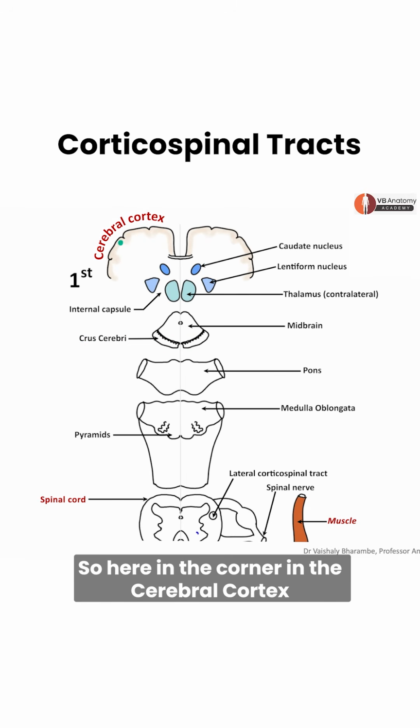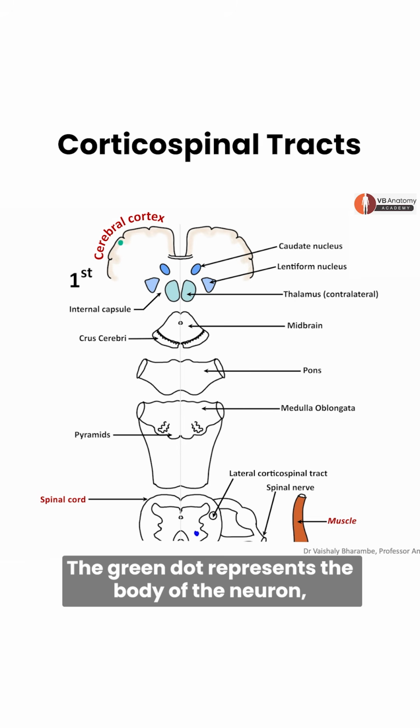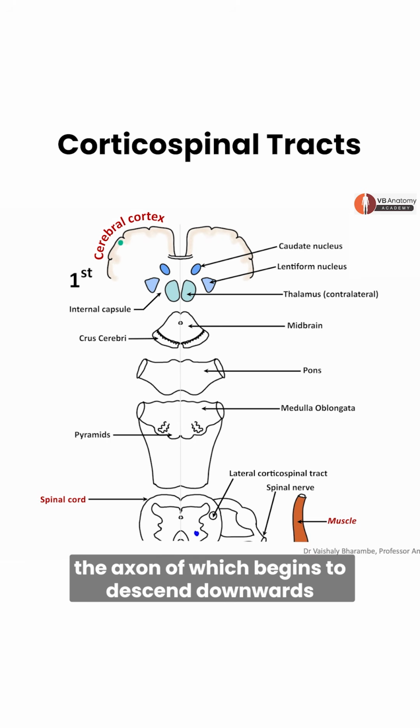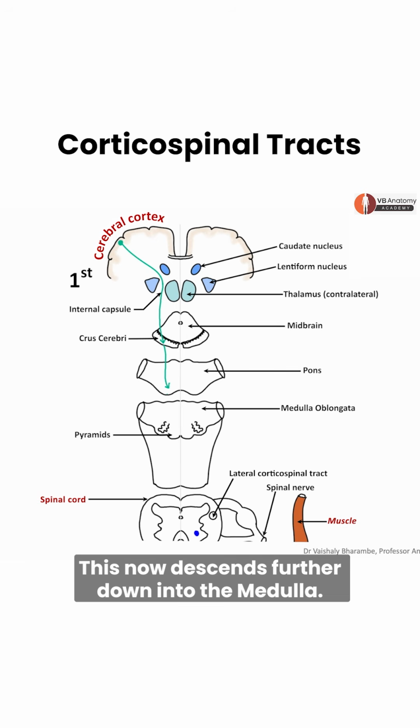So here in the corner, in the cerebral cortex, you can see a green dot. The green dot represents the body of the neuron, the axon of which begins to descend downwards through the internal capsule, through the middle two-thirds of the midbrain, now through the pons. This now descends further down into the medulla.